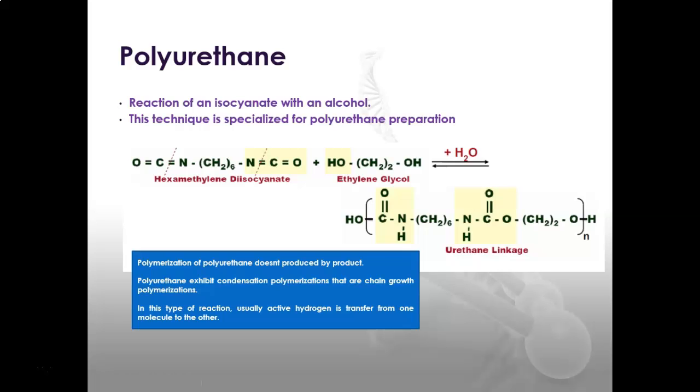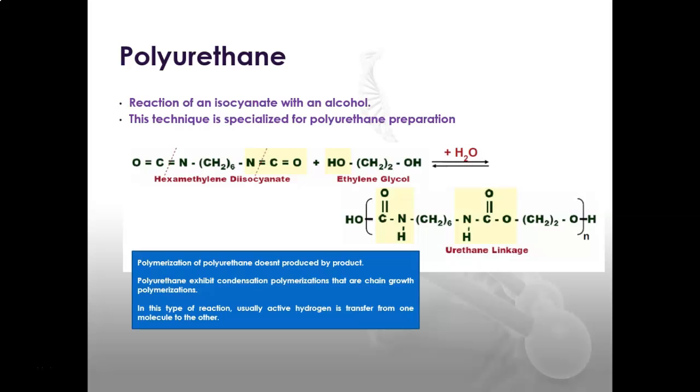Reaction of an isocyanate with an alcohol is a technique to produce polyurethane. So in polyurethane we have hexamethylene diisocyanate reacted with ethylene glycol to produce a urethane linkage.